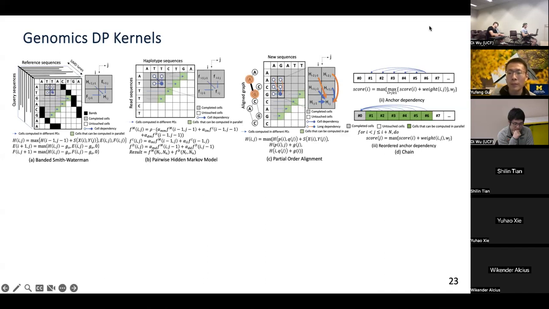Also, there are some one-dimension dependence tables. When we calculate a new score, we need to consider several previous neighboring scores.